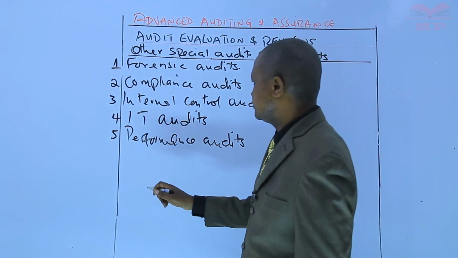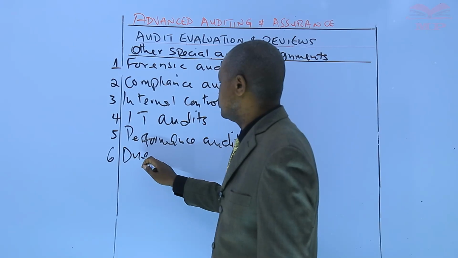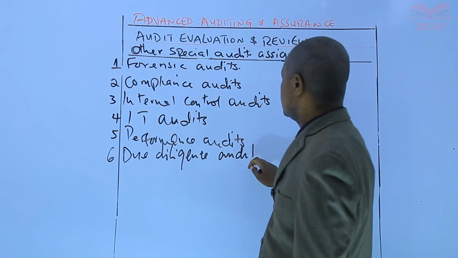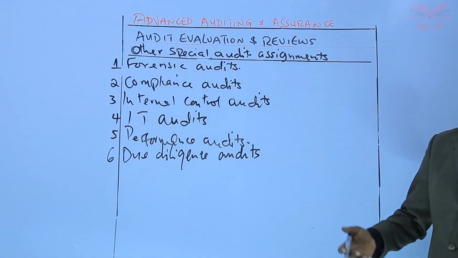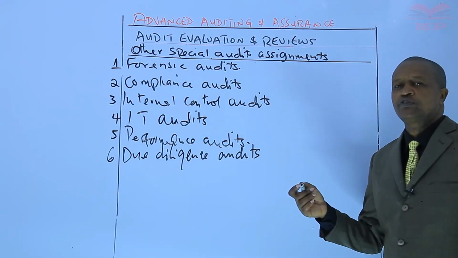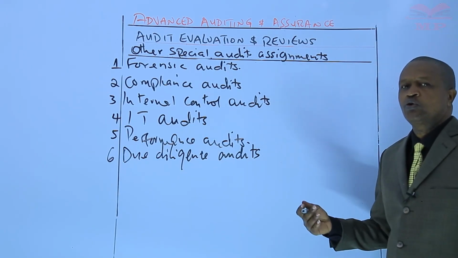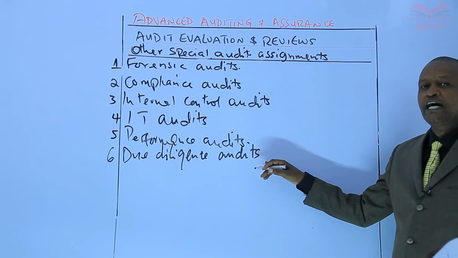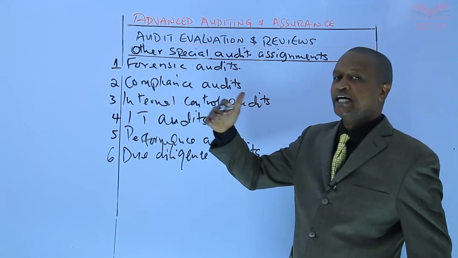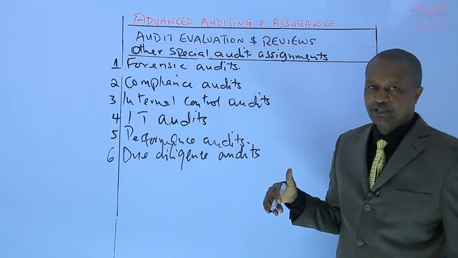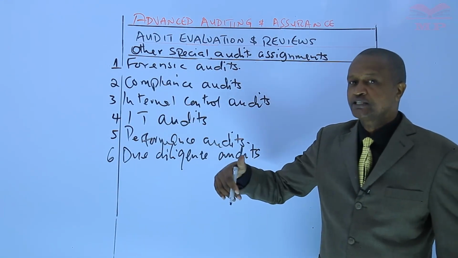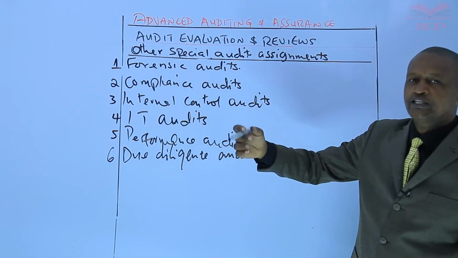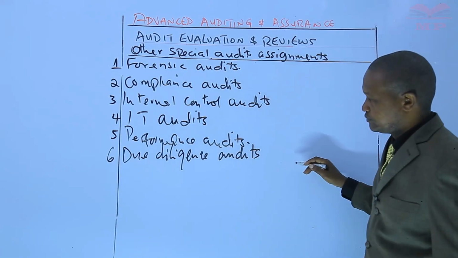Due diligence audit, number 6. Due diligence audits are conducted as part of business acquisitions or mergers. These are audits that provide an independent assessment of a target company's financial statements, operations, and also risks to help the acquiring party make informed decisions and evaluate the financial viability of the transaction.